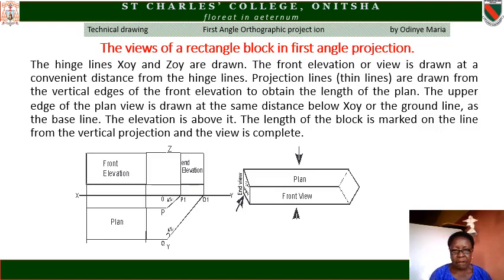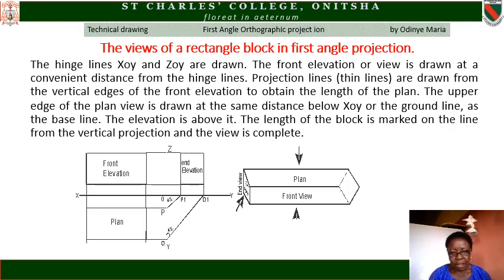The views of a rectangle block in first angle projection. The hinge lines XOY and ZOY are drawn. The front elevation or view is drawn at a convenient distance from the hinge lines. Projection lines, that is thin lines, are drawn from the vertical edges of the front elevation to obtain the length of the plan.